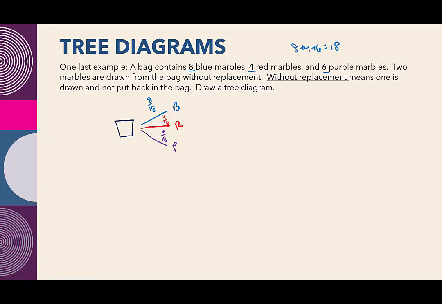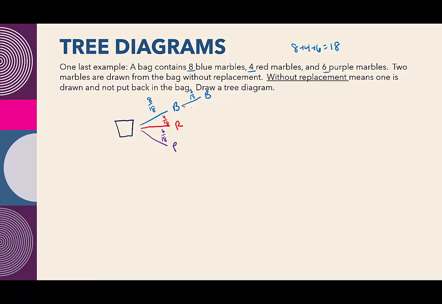Now what happens next? We pulled a marble, we saw it, we threw it aside. We're going to draw a second marble. I could have selected a blue marble first, and I have 3 options that could happen second, right? I could select a blue marble again. This time, because I already selected a blue marble, there are now only 7 blue marbles left in the bag, and there are only 17 marbles left in the bag because I already selected one, observed it, and did not put it back in the bag.